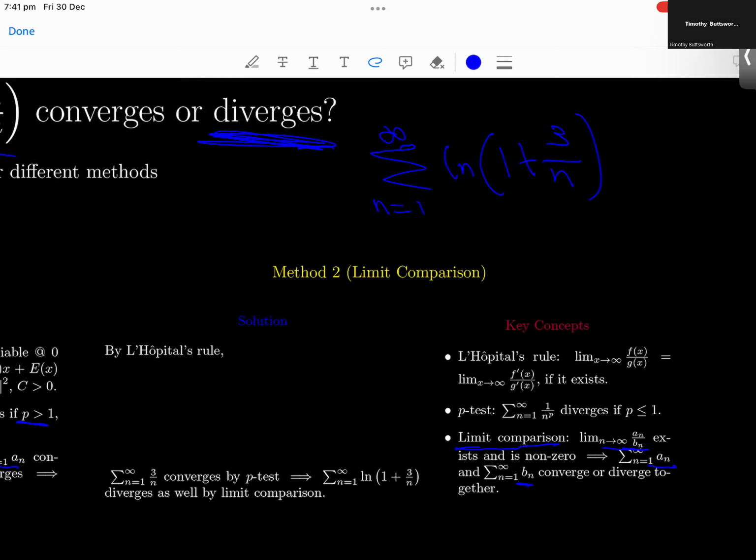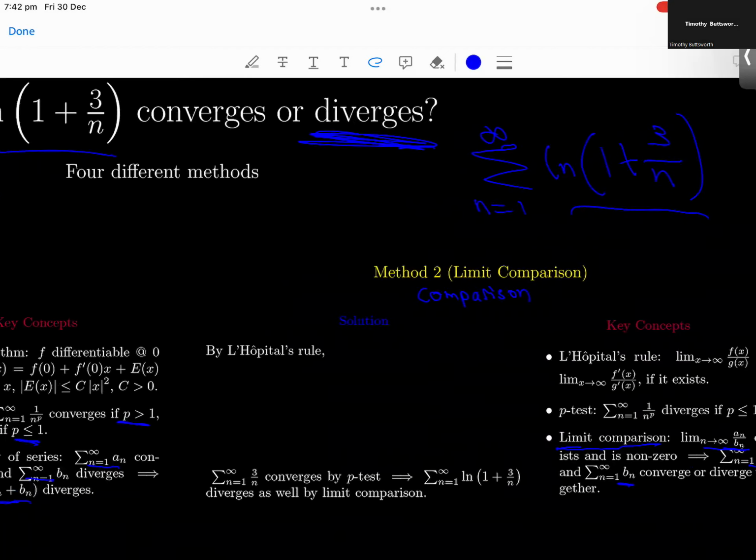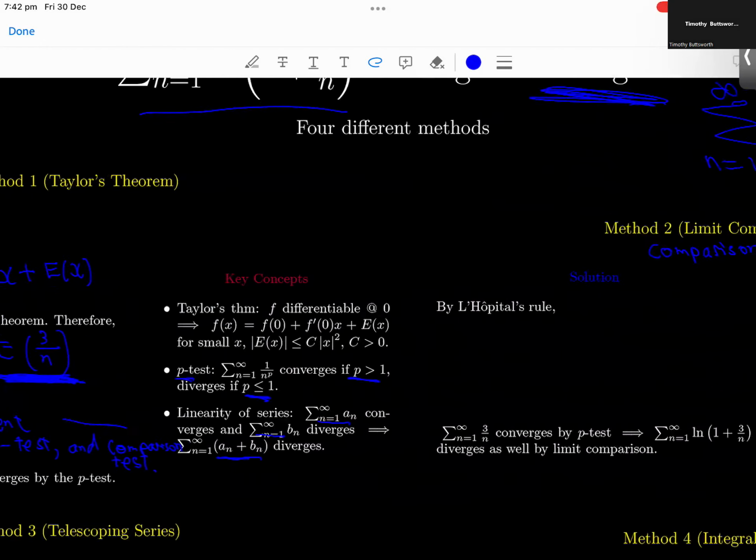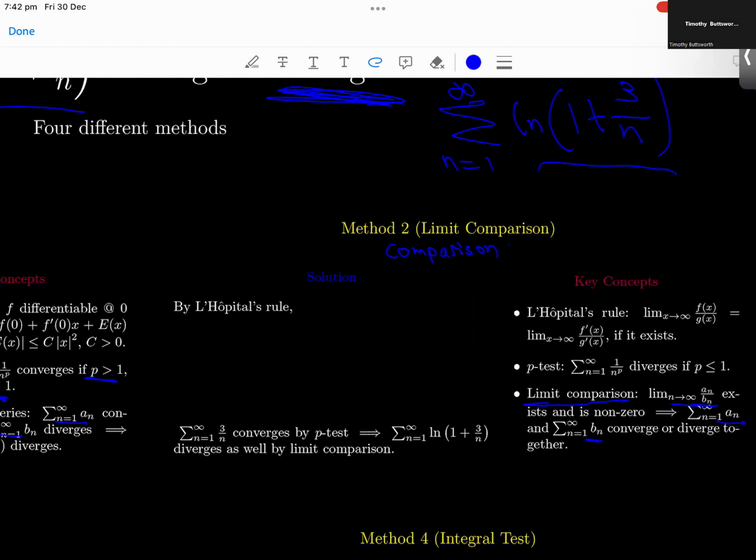And so, in order to use limit comparison for this particular question, I need something sensible to compare my function with. I'm dealing with ln of 1 plus 3 divided by n. Is there something sensible I can compare it to? Indeed, there is. And our hint actually comes from the previous method. We saw that 3 divided by n was actually the key thing that made everything diverge. And so maybe we can just compare to that directly. What we're going to do is make a comparison with 3 divided by n.